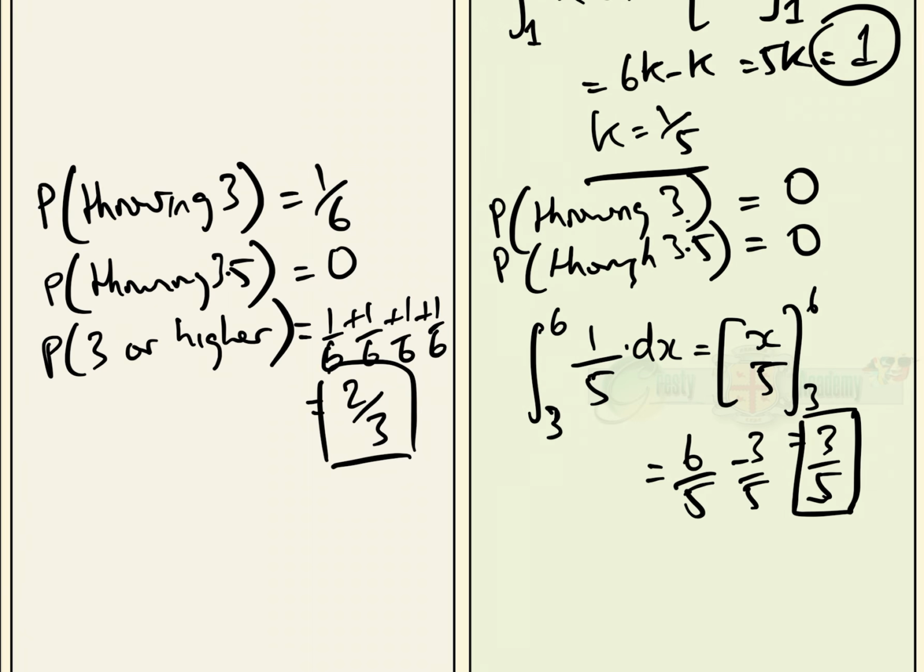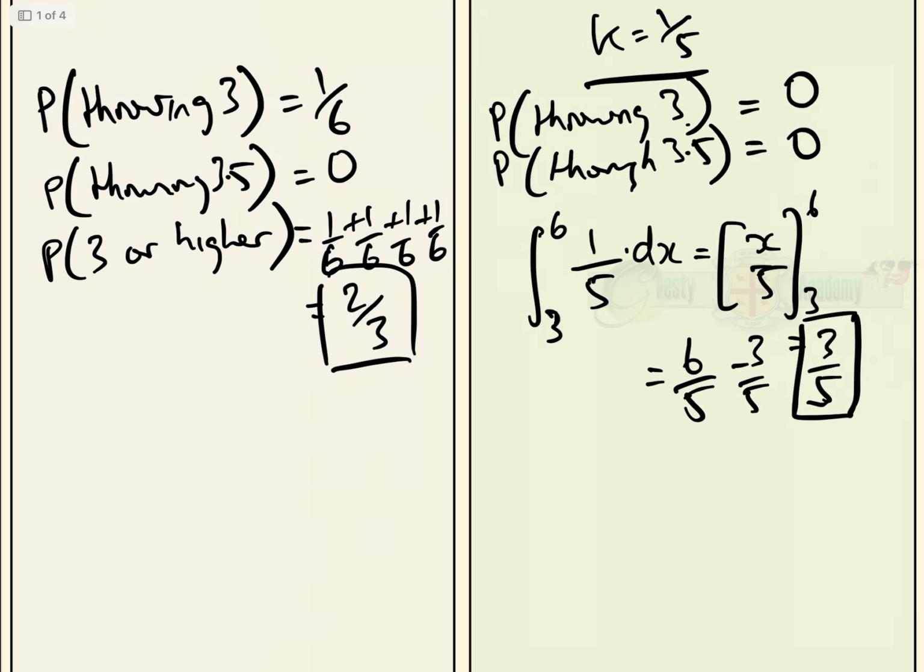So the probability on our continuous random variable electronic dice is 3/5 that we get a 3 or higher. The probability on our discrete random variable dice, the physical dice, is 2/3. So they are different. Okay, let's just do one more here.